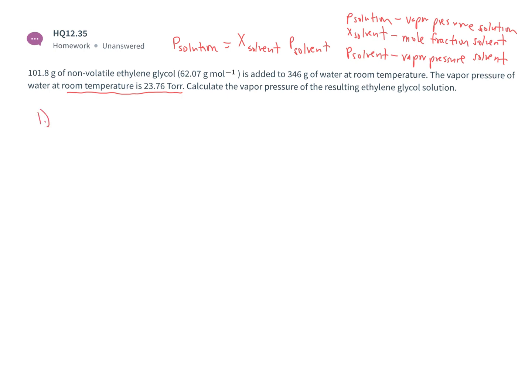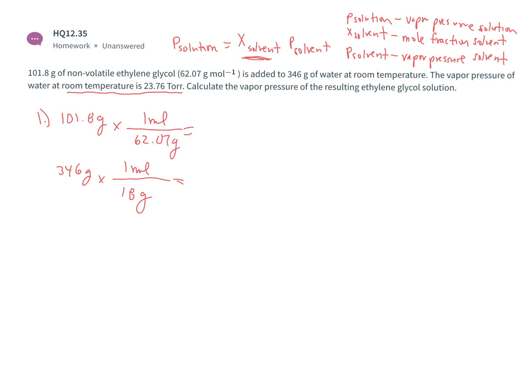Right, so before we can calculate anything, we have to find our mole fraction of the solvent. So number one, I need to find moles of my solute. All right, so I've got 101.8 grams of my solute, and the solute is 62.07 grams per 1 mole. And the same thing for the solvent. I've got 346 grams of my solvent water. Water is 18 grams per 1 mole.